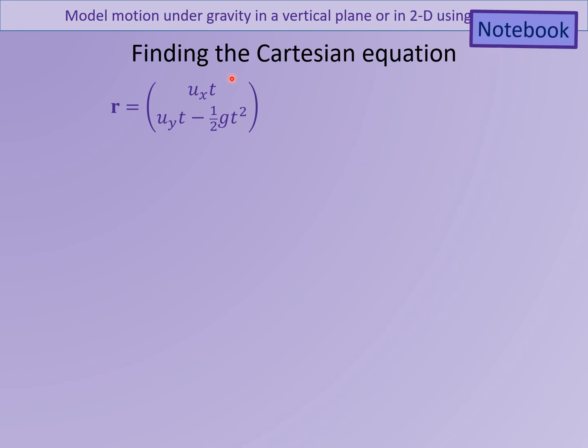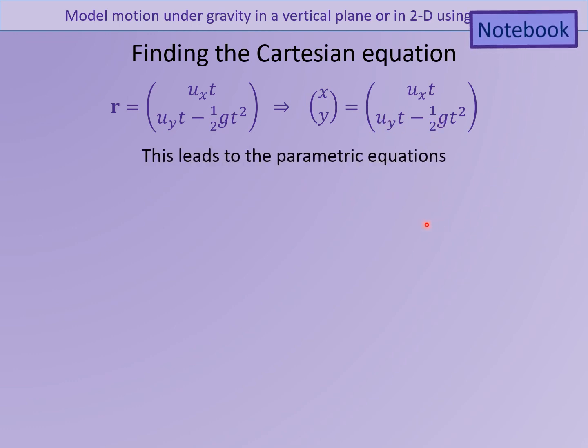So in other words, we're going to change it into parametric equations. That's my position vector just there, this one that you're used to. Yes, we've got the velocity and the acceleration as well, but that's just my position vector. And notice that if it's a position vector, I can rewrite it in terms of the x position, how far across we go, and the y position, how far up we go. So I can write them as two parametric equations: x equals uxt and y equals uyt minus a half gt squared.